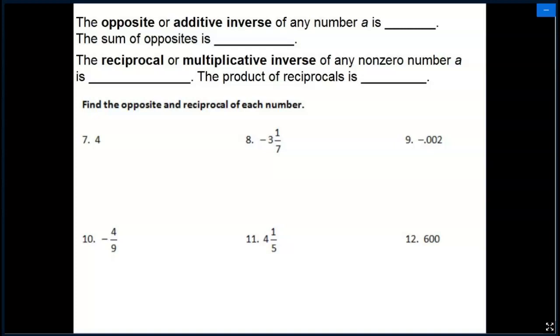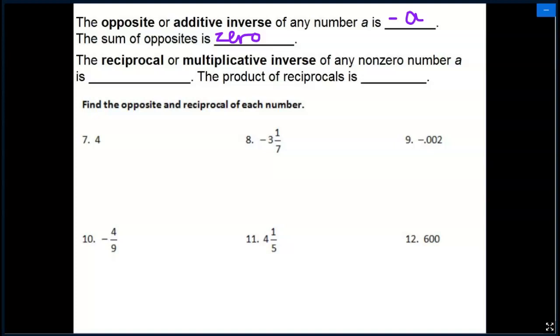The opposite or additive inverse of any number A is negative A. The sum of opposites is always 0.